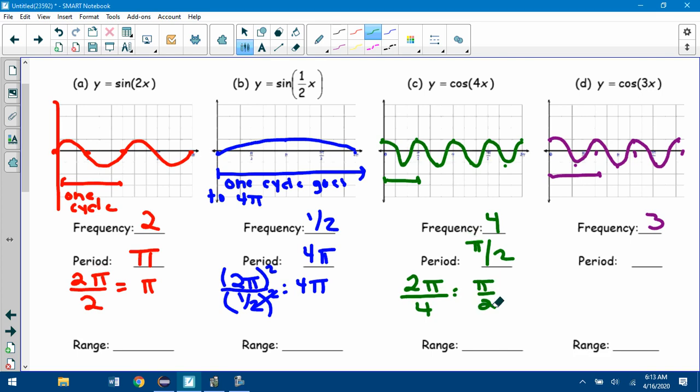So what do you think the period is going to be for the purple graph? Just take 2 pi, divide it by 3 cycles, so it's 2 pi over 3, which is 120 degrees.